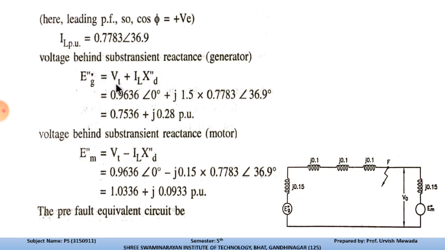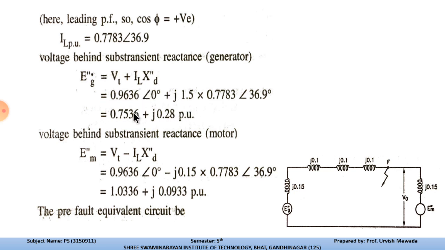So VT is the terminal voltage that we have already calculated, that is 0.9636 at angle 0, and the value of IL is 0.7783 at angle 36.9. The value of XD given for the system is 1.5, and from that the value of EG, the EMF of the generator, is 0.7536 plus j0.28 pu.